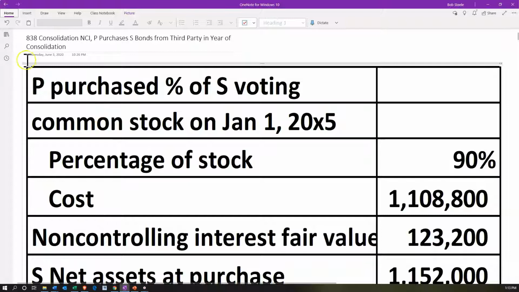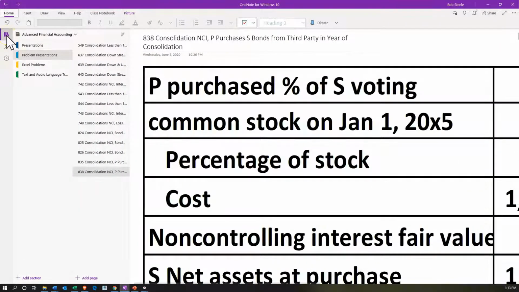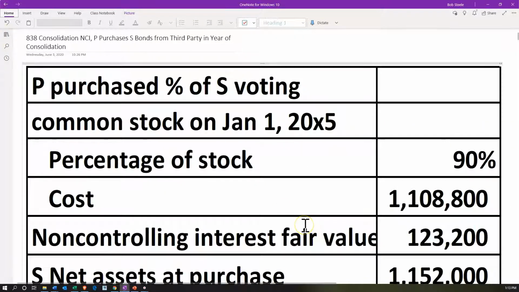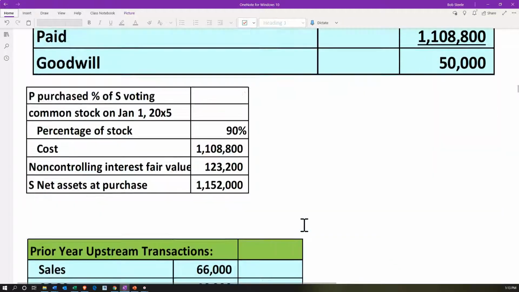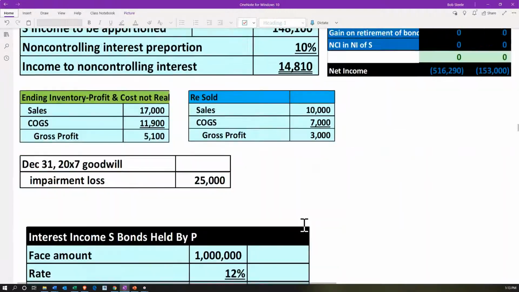Here we are in OneNote. We're on the 838 tab. So if you have the tab, you can go into that. If not, that's okay. We're going to go on down to the point we left off last time. So I'm going to scroll on down to that point. We're going to be all the way down here.